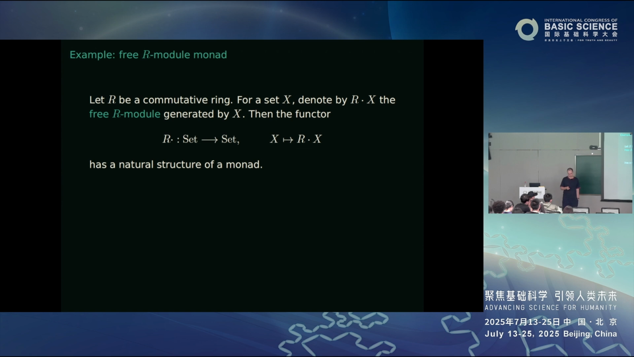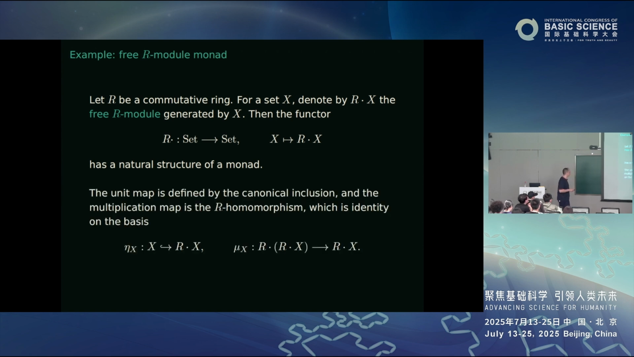And this functor has a natural structure of a monad. Namely, the unit of this monad is just the inclusion of the basis to the free module, the standard inclusion, and the multiplication map is a map from the free module generated by all elements of the free module generated by X to the free module generated by X. This is a homomorphism, which can be defined on the basis as the identity map. So these two define a structure of a monad here.